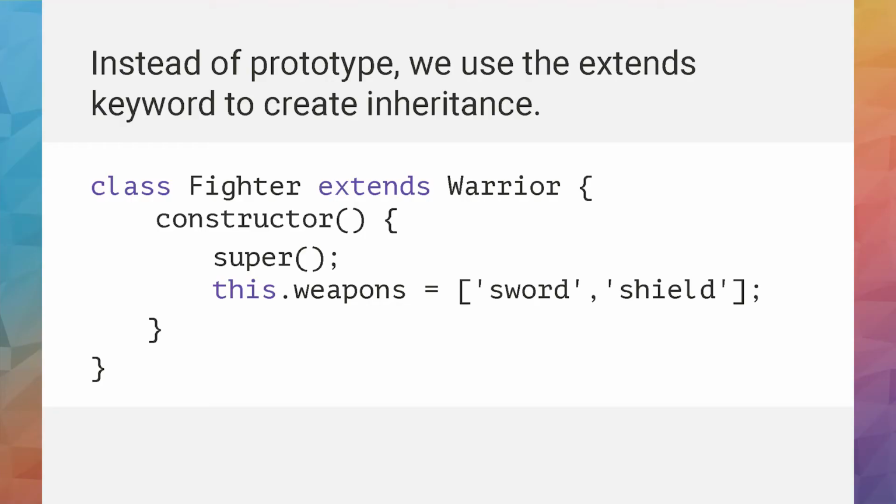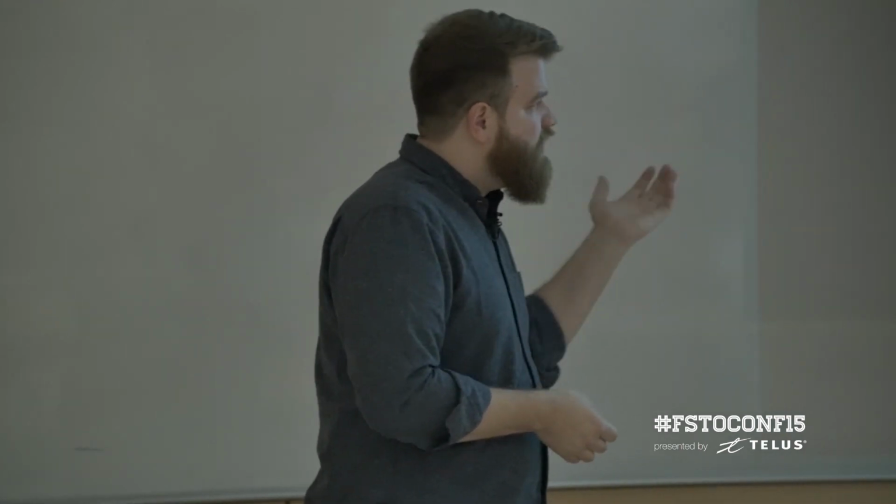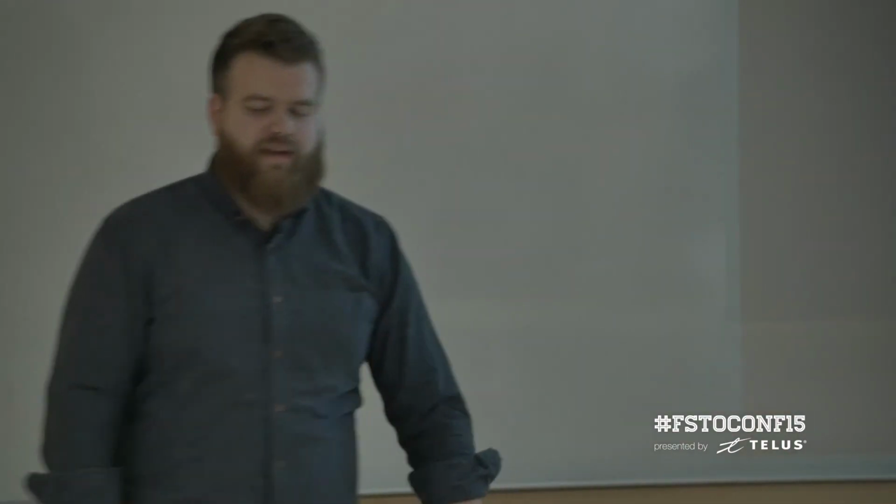If you wanted to create a new object that inherits from warrior, you could do this. We create a class Fighter that simply extends Warrior. The language here is actually a lot nicer. And then in our constructor, we get this super call, which just imports all the things from the warrior, and then we apply our things from there. The super is required. Yeah, in this case, yeah.